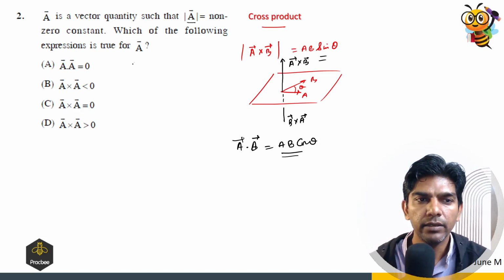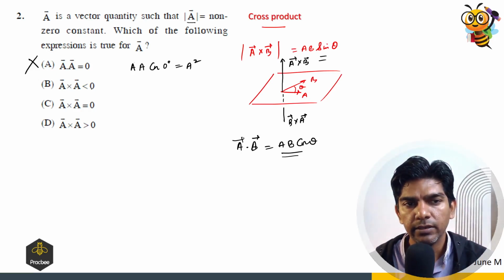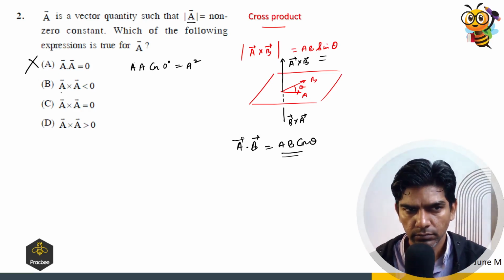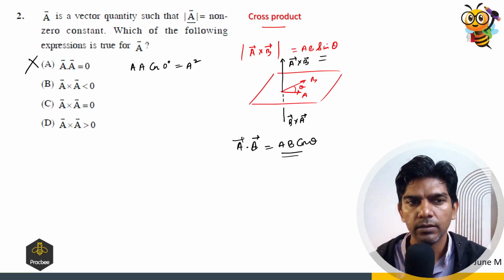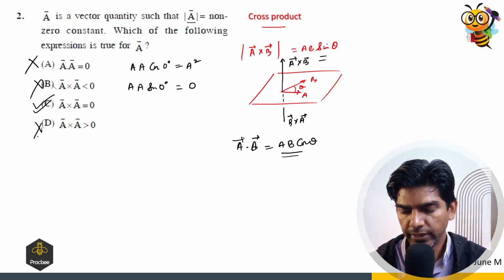So A dot A can be written as A times cos 0, which is nothing but A square, so option A is incorrect. A cross A is negative, right? So A cross A will be what? It will be 0, right? Because A sine 0 will be 0. So B is incorrect. A cross A is 0, so C is correct. A cross A is positive, that is incorrect. So option C is the right answer.